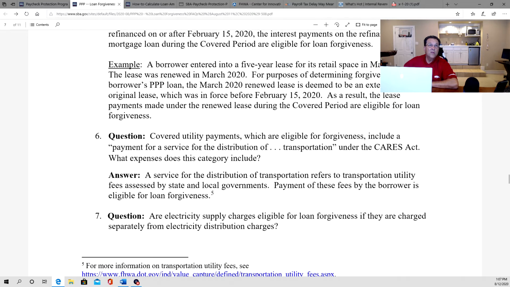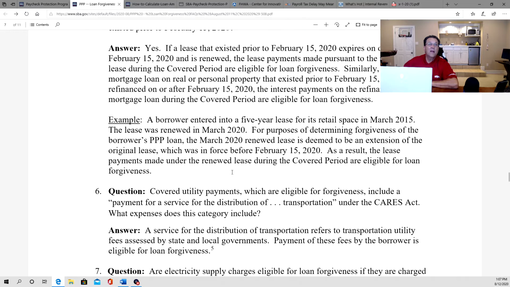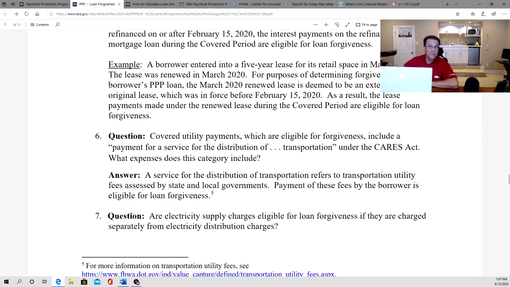This covered utility payments, okay? Interest payments on covered utility payments, which are eligible for forgiveness, includes a payment for a service for the distribution of transportation. So a lot of people have been asking, is that transportation related to vehicles, company vehicles, things like that?